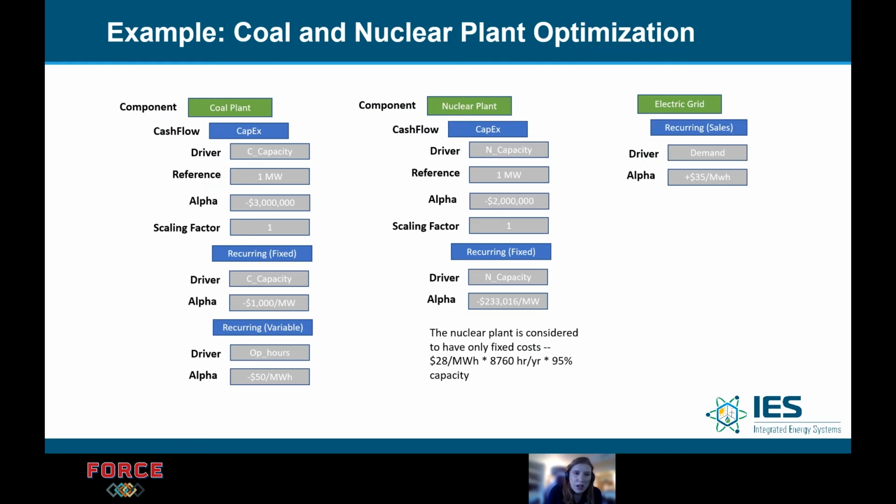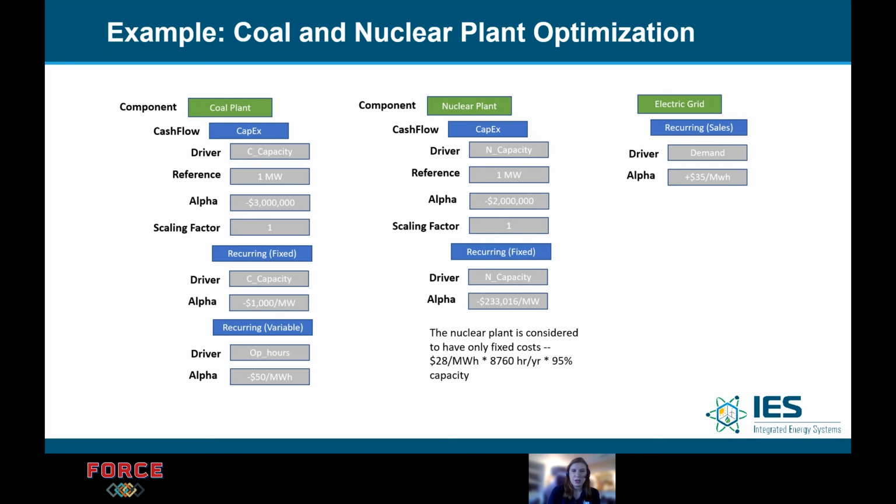So there's 3 components here. You have a coal plant, a nuclear plant, and an electric grid. I made up all these numbers, so don't cite me on this. And so for the cash flow for your coal plant, you're going to have a capital cost, a recurring cost that's fixed, and a recurring cost that's variable. Just like we did before, this time I just have the reference as 1 megawatt, and so the alpha is just the cost of 1 megawatt with a scaling factor of 1.